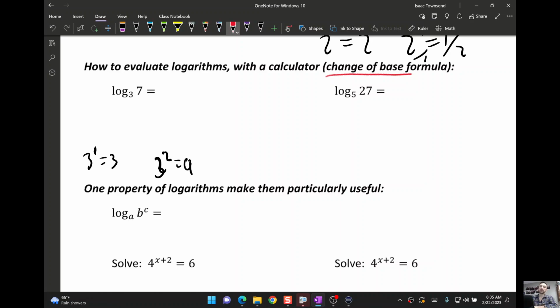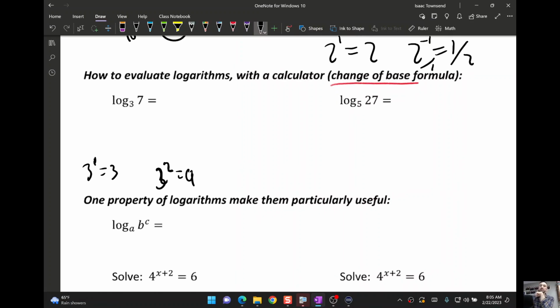Change of base, I believe, still shows up on the ACT, and I know it still shows up in college algebra. So even though some calculators are starting to do this, you still need to be familiar with it. Okay, so change of base just says if you want to evaluate log base 3 of 7, you could do log base 10 of 7 over log base 10 of 3, and that's good because my calculator can do base 10.